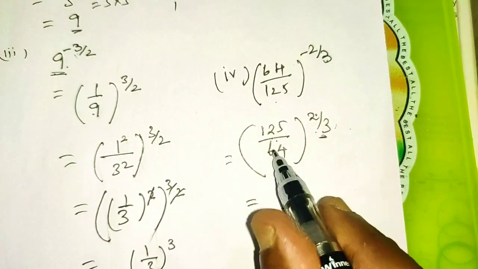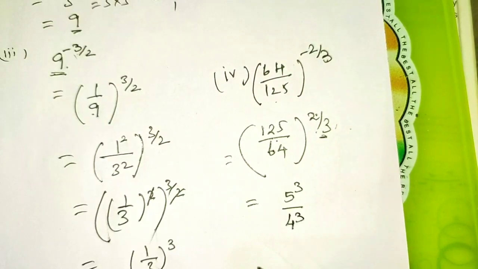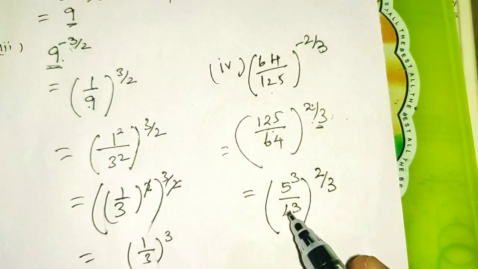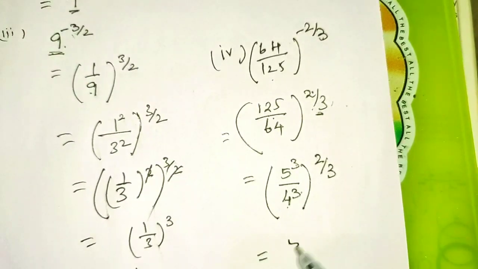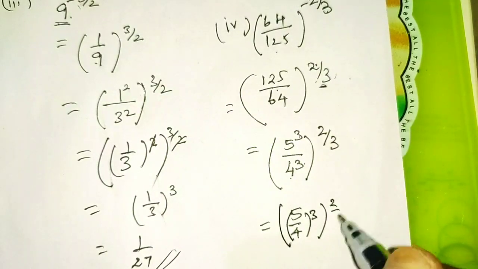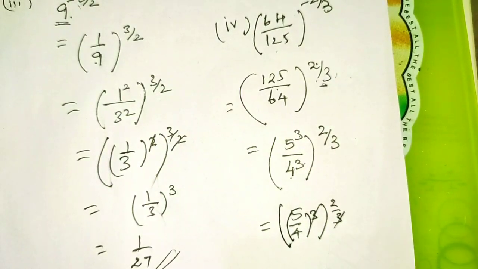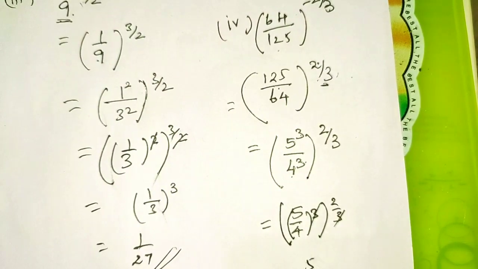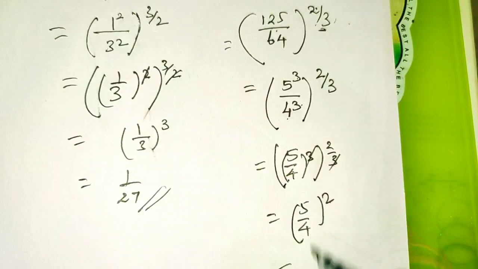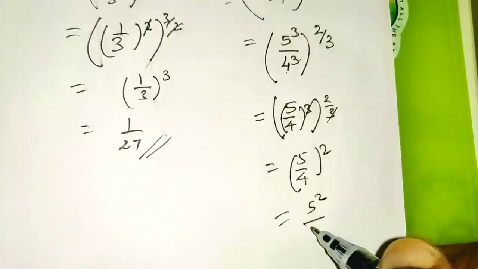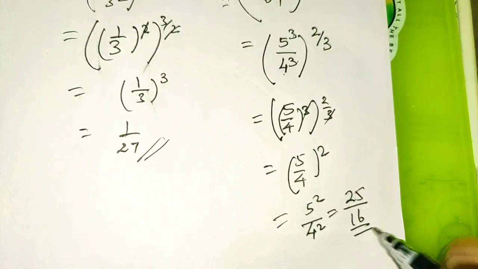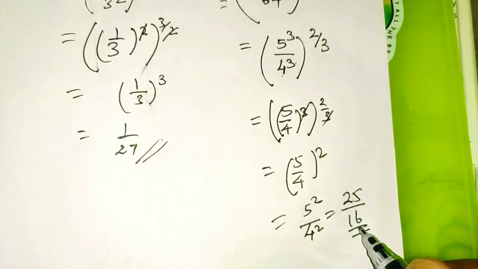Like that 64 can be written as 4 power 3, whole power 2 by 3. So 5 power 3 by 4 power 3, which can be written as 5 by 4 whole power 3, whole power 2 by 3. This power 3 and the denominator 3 gets cancelled. We will get 5 by 4 whole power 2. If you bring this power here, 5 power 2 by 4 power 2. 5 power 2 is 25, 4 power 2 is 16. So the answer is 25 by 16.